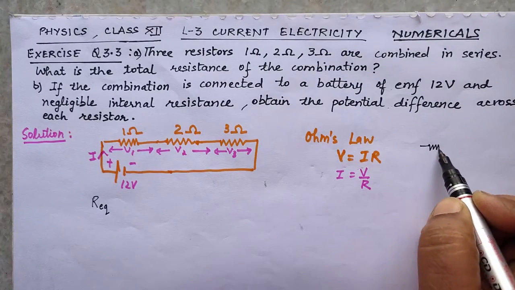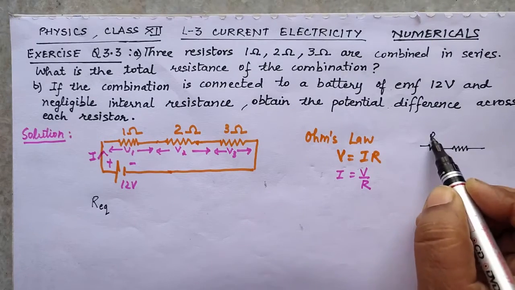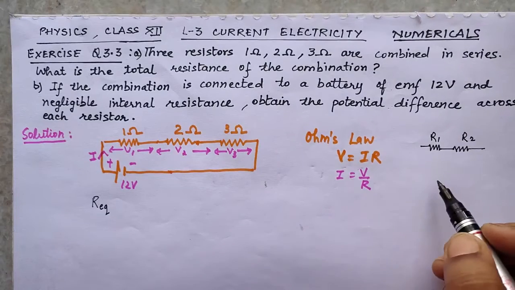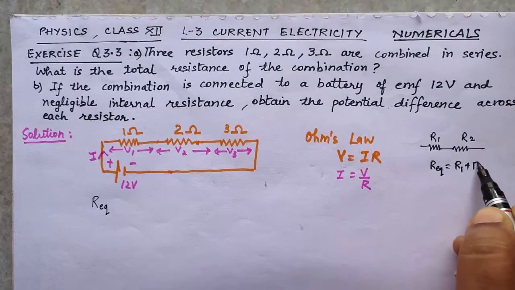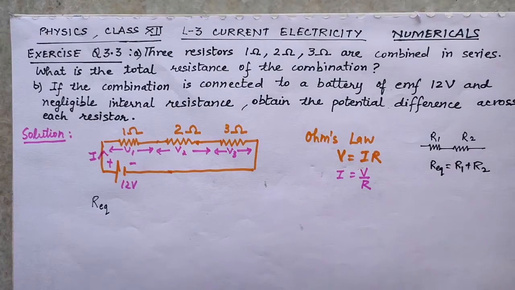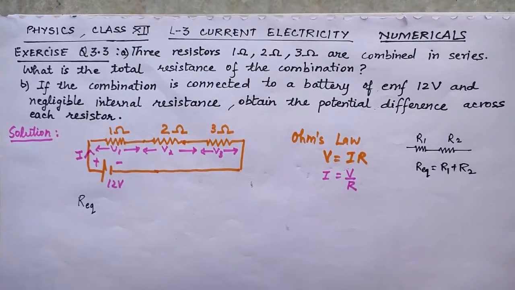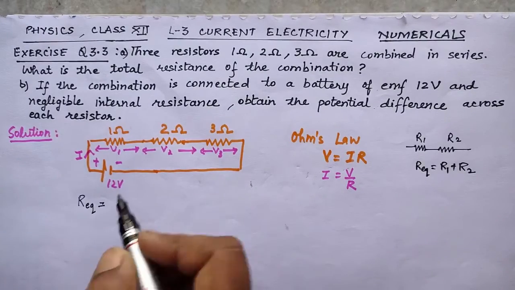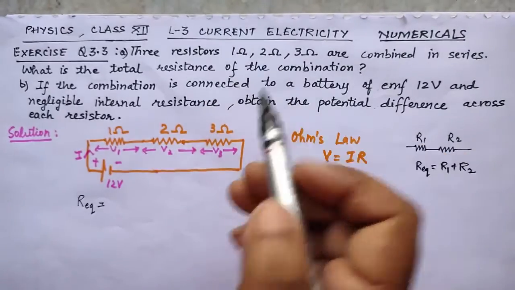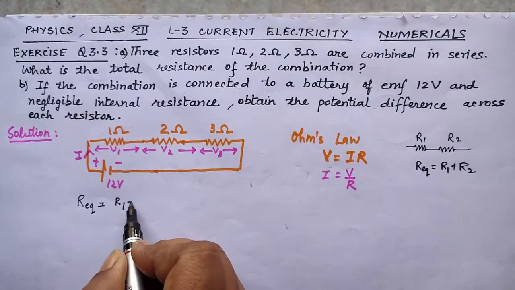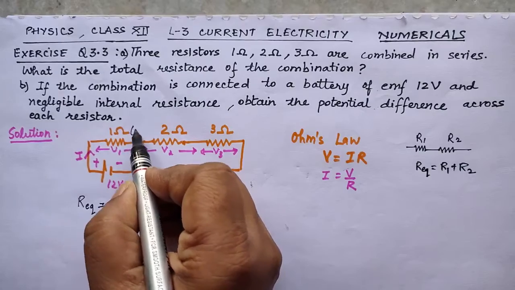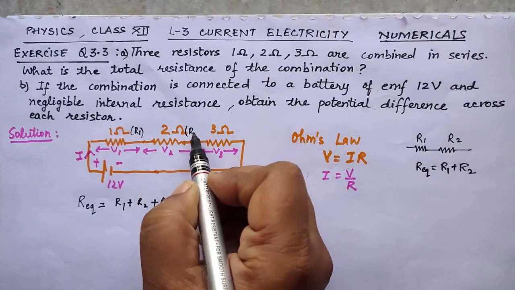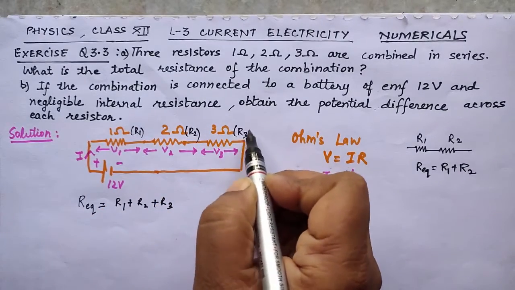Whenever two resistances are in series, supposing this is R1, this is R2, then equivalent resistance is given by R1 plus R2. This formula we have derived earlier. We are going to use it now. So R equivalent is equal to, here in this case we have three resistances, so R1 plus R2 plus R3. This is our R1, this value is R2, and this value is R3.